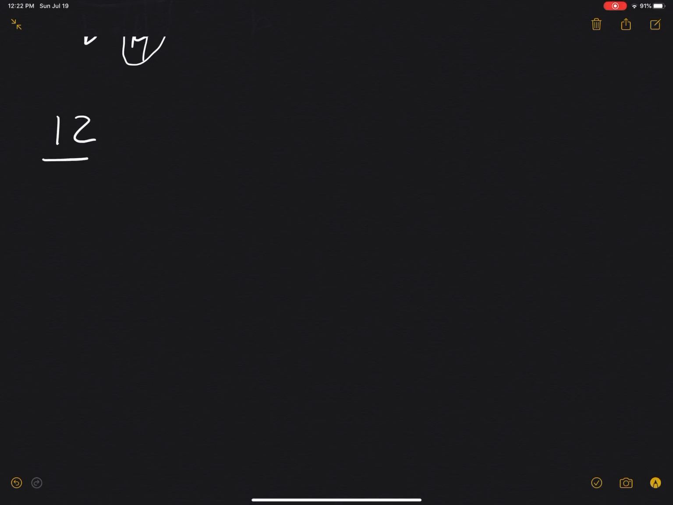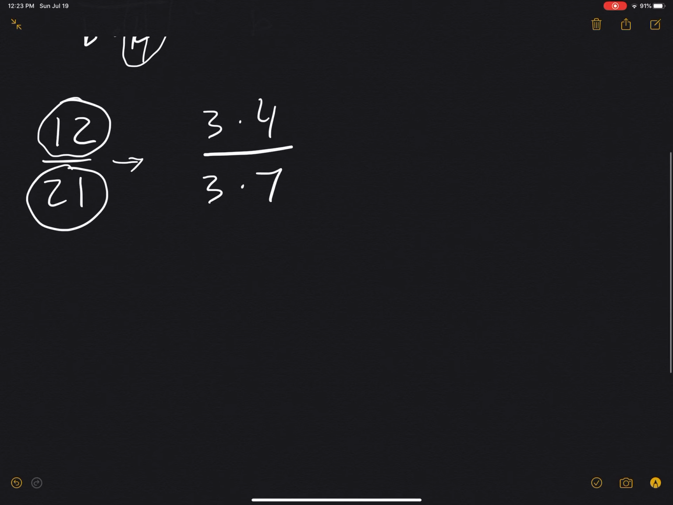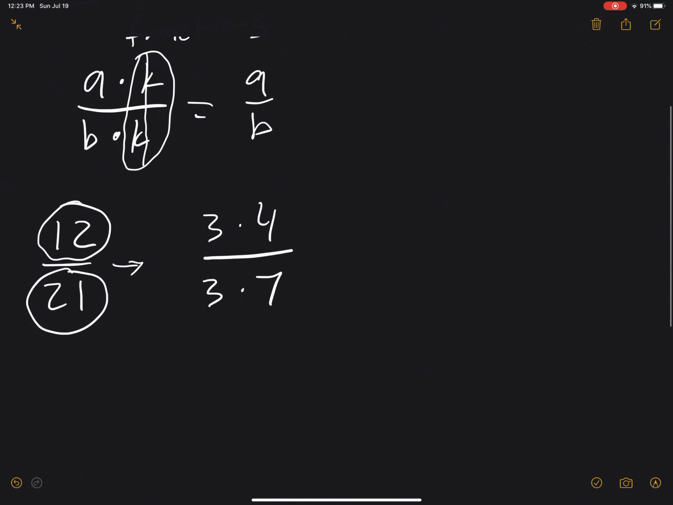For example, 12 over 21. If we have the fraction 12 over 21, then I know for a fact that these are not prime numbers. And if they're not prime numbers, what does that mean? It means they can be broken down. It means 12 can be written as, say, 3 times 4 in the numerator. And 21 can be written as, say, 3 times 7 in the denominator. And now you see that we have a k. We have something that's on the top and also on the bottom. In this case, it's these 3's.